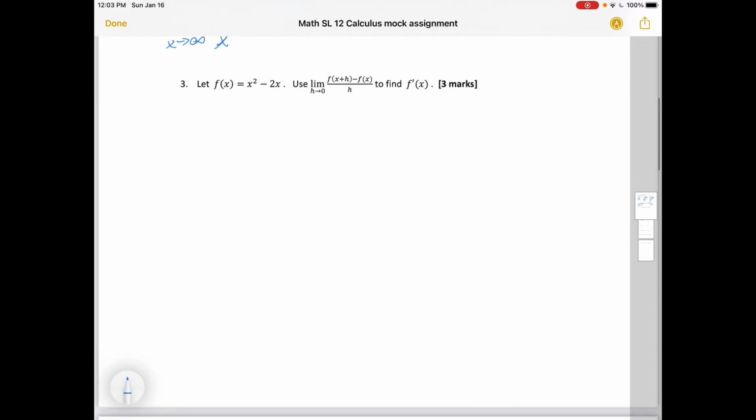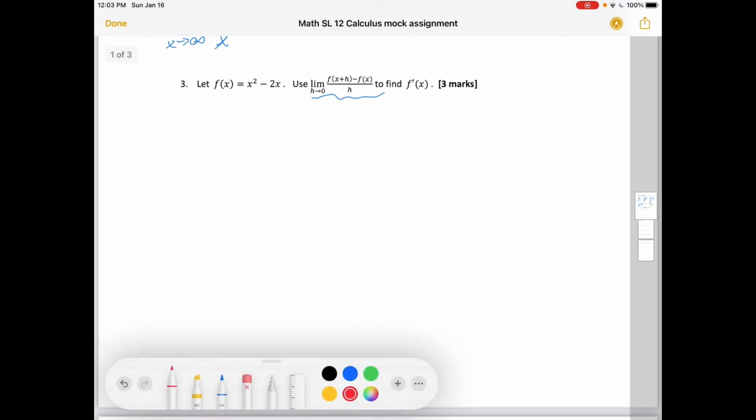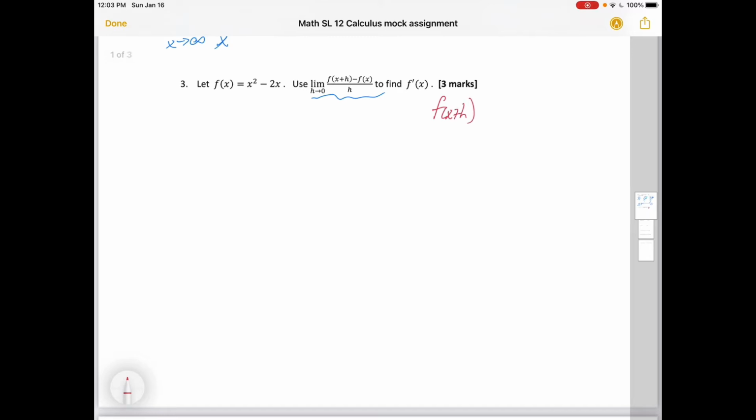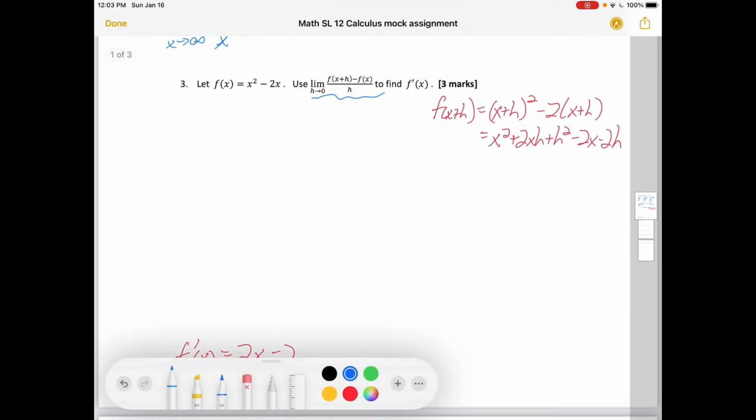Next one, we're going to find a derivative using first principles. So off to the side, I'm going to have to find f of x plus h, which would be x plus h all squared. I'm just subbing in x plus h for x, minus 2 times x plus h. That's going to give me x squared plus 2xh plus h squared minus 2x minus 2h. We already know that the answer is going to be 2x minus 2 times 1. But we want to show how we get there.